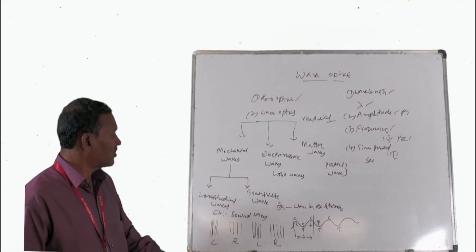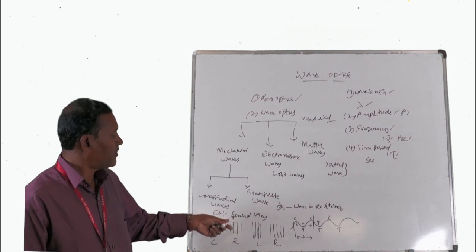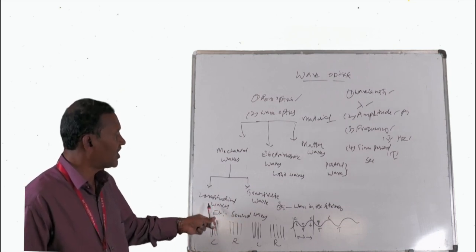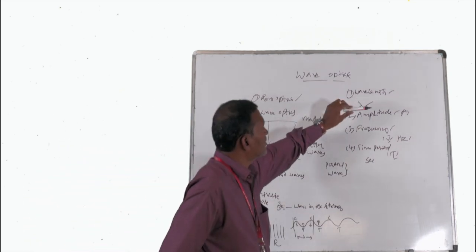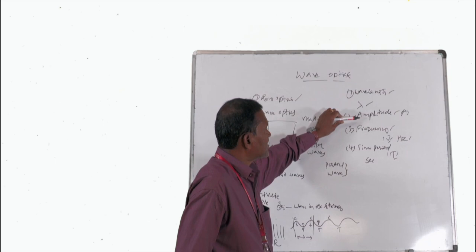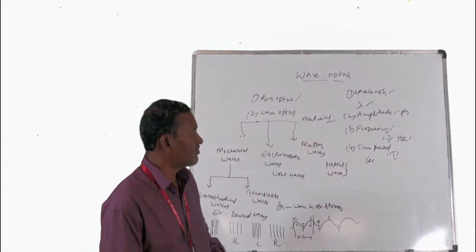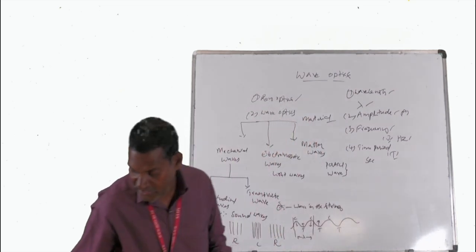Longitudinal wave can be defined as the vibration of the particles parallel to the direction of the wave propagation. In this case, we also have to define wavelength, amplitude, frequency, and time period. Next we will go for interference.